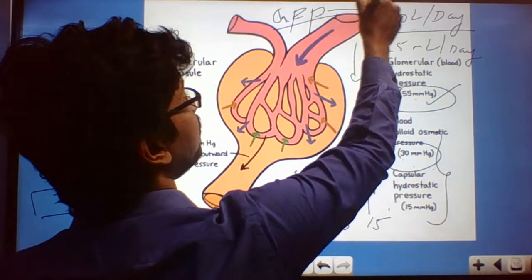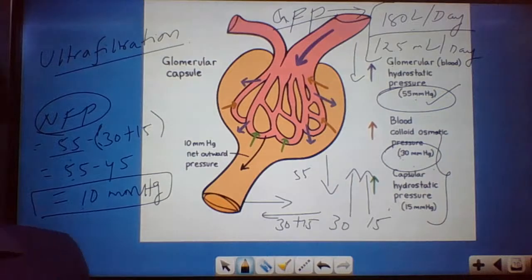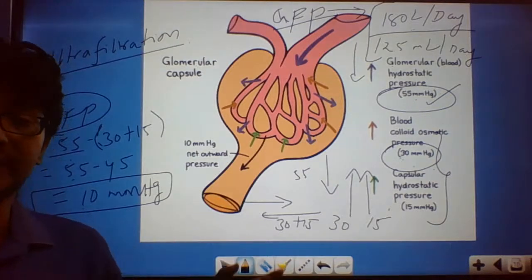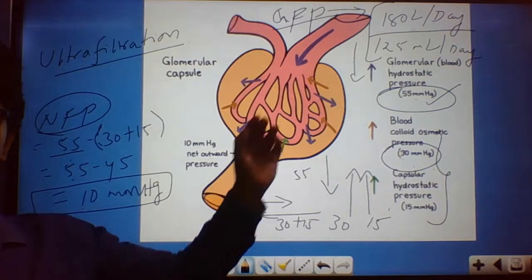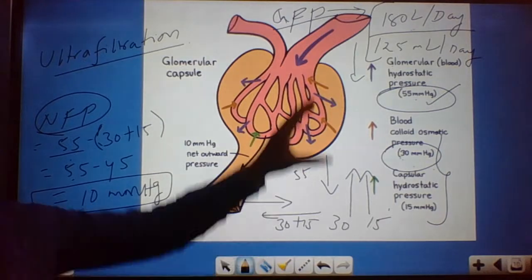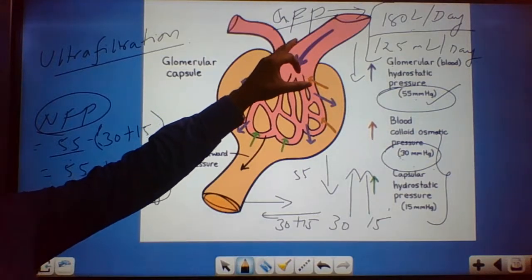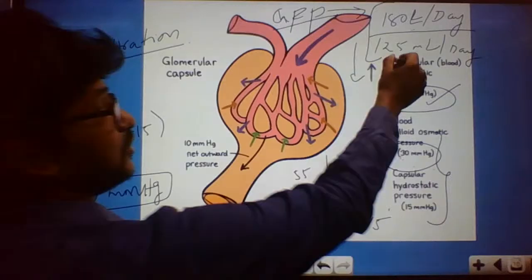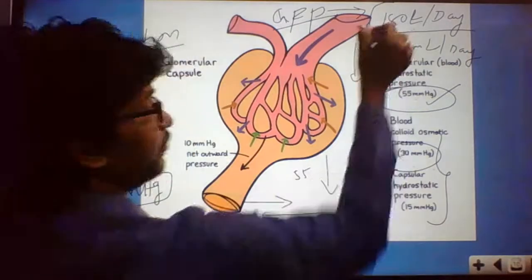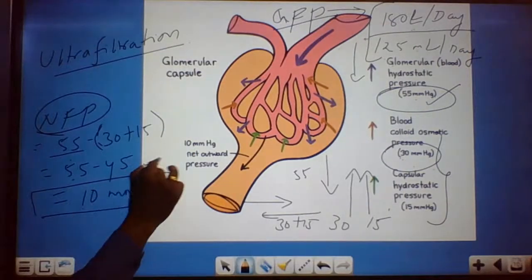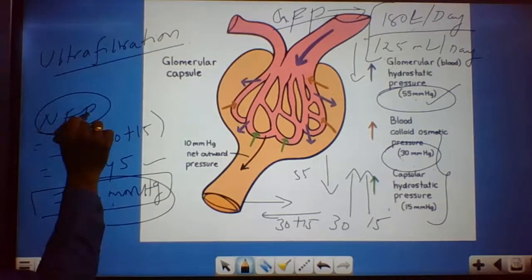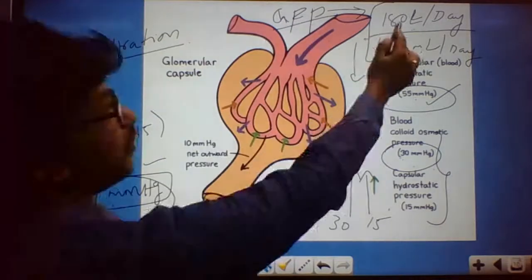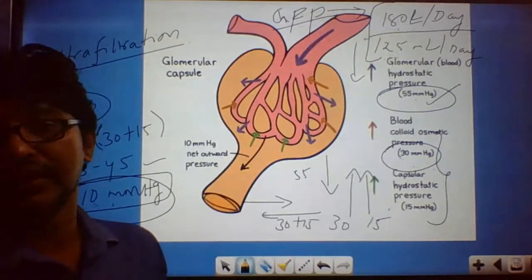So this is just how much filtrate is getting produced out of the Bowman's capsule per minute. How much filtrate comes out per minute is what we call the glomerular filtration. Remember this range. You can expect a question from this area, where you find the difference and identify the range. This 10 mmHg is the NFP. When they ask about GFP, remember the numbers 180 and 125.